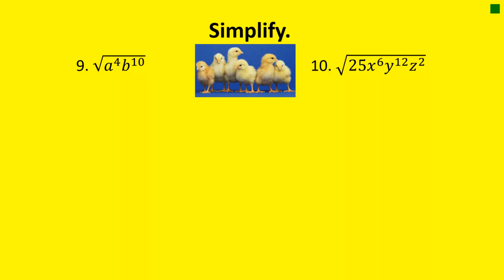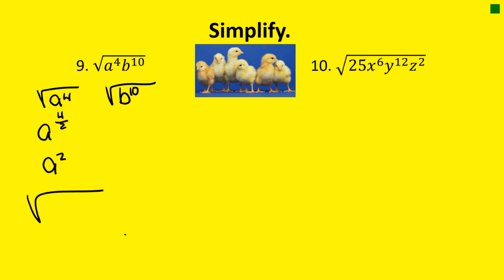All right, so what we're looking at is the square root of a to the 4th and the square root of b to the 10th. These are even numbers, right? So I take 4 and divide it by 2. It is a squared. Remember, because a squared times a squared is a to the 4th, so you have a pair of a squares, brings out an a squared. So then we've got b to the 10th, and it's the same thing. It's the power divided by 2.